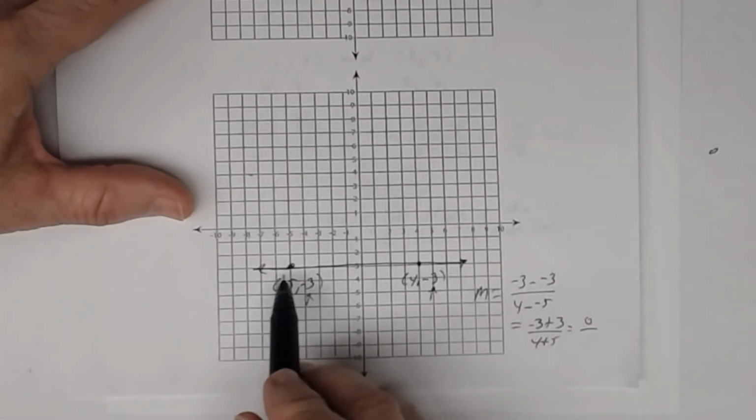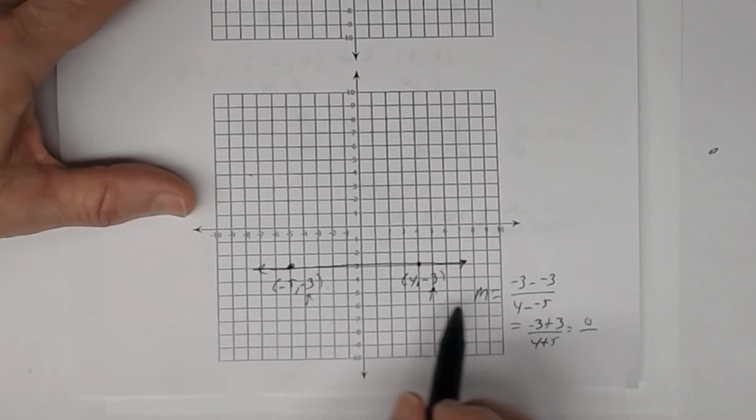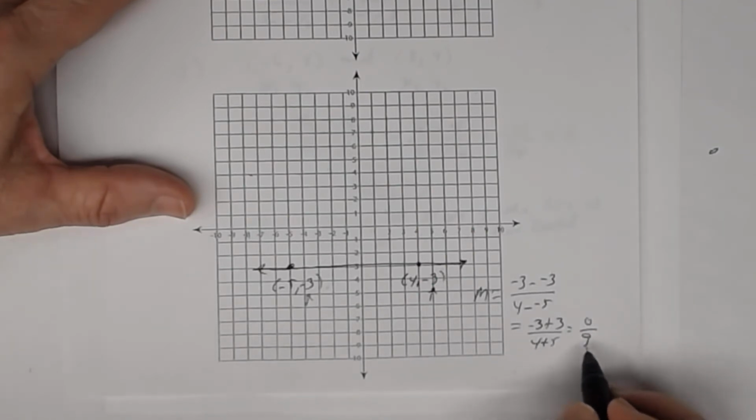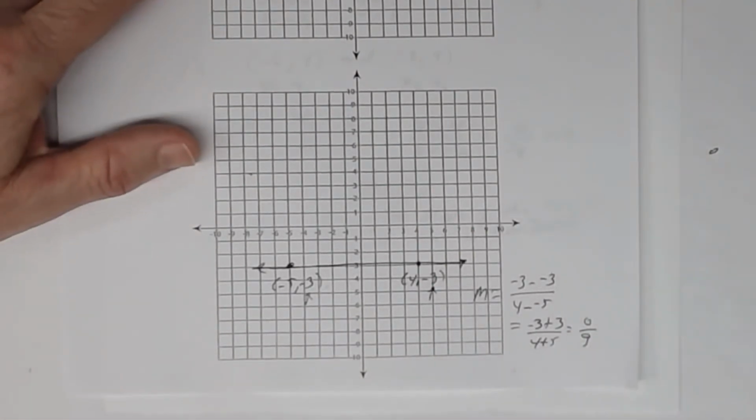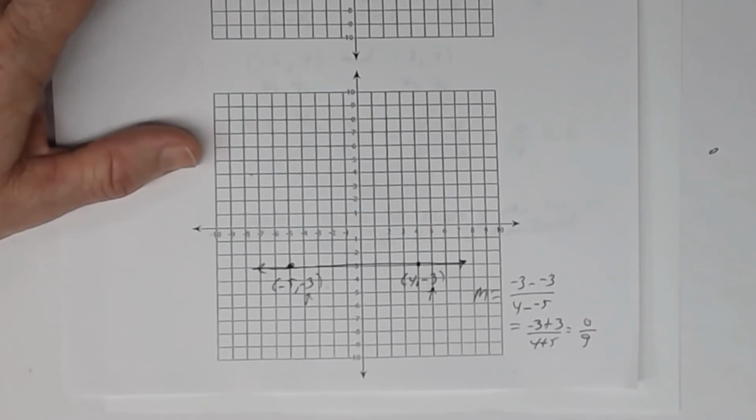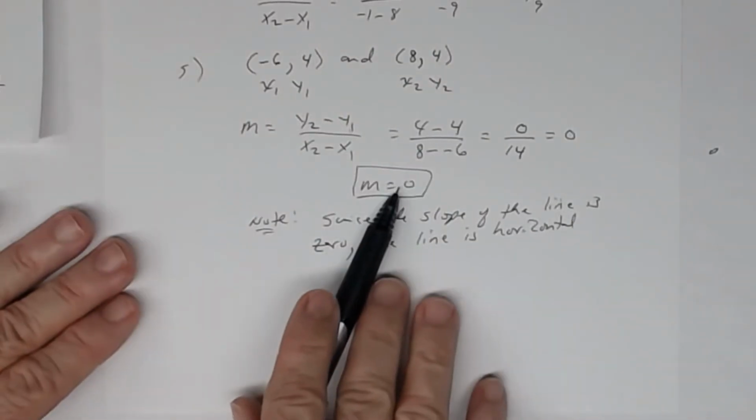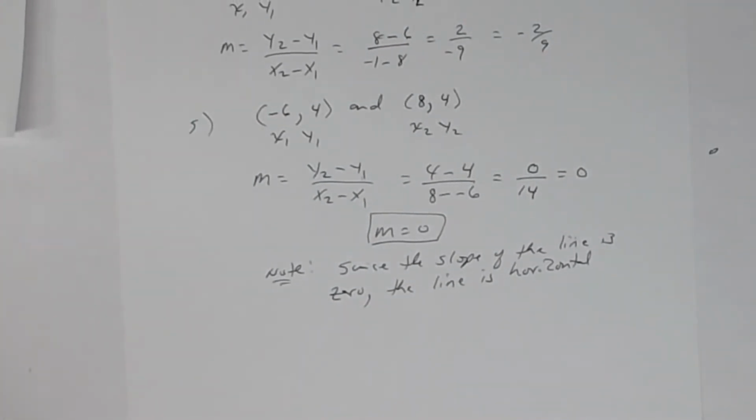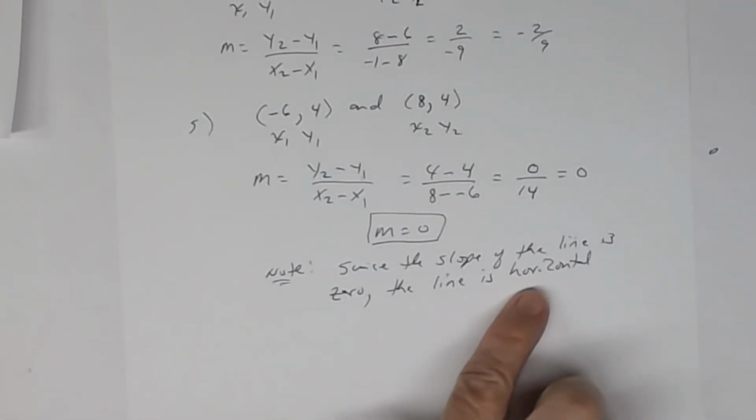And the point is that when you look at all horizontal lines, that change in y coordinates, change in y, or that rise will always be 0. And then the denominator will be some value. Okay? All right. So, since the slope is 0, your line is horizontal. All right, let's do one more. What do you think we're going to end up with in the next one?